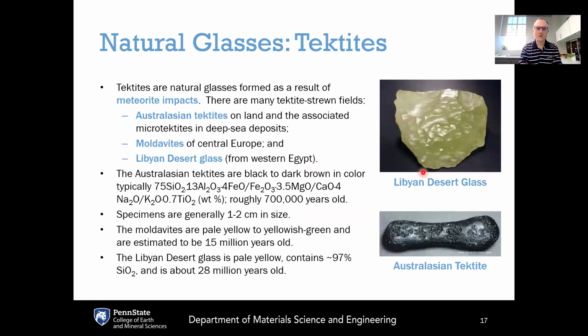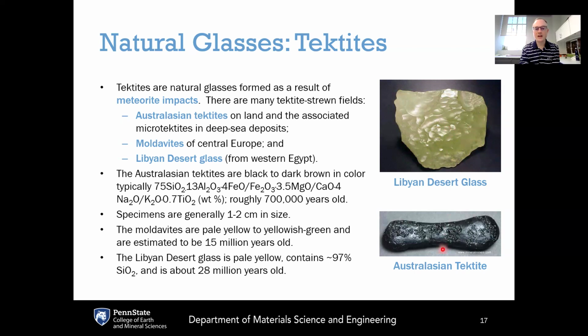Another family of natural glasses are tektites. Tektites are natural glasses that form as a result of meteorite impacts. There have been many different types of tektites found throughout the world. This shows what's called the Libyan desert glass. You can see that this is probably quite low iron because of the low color in this desert glass.